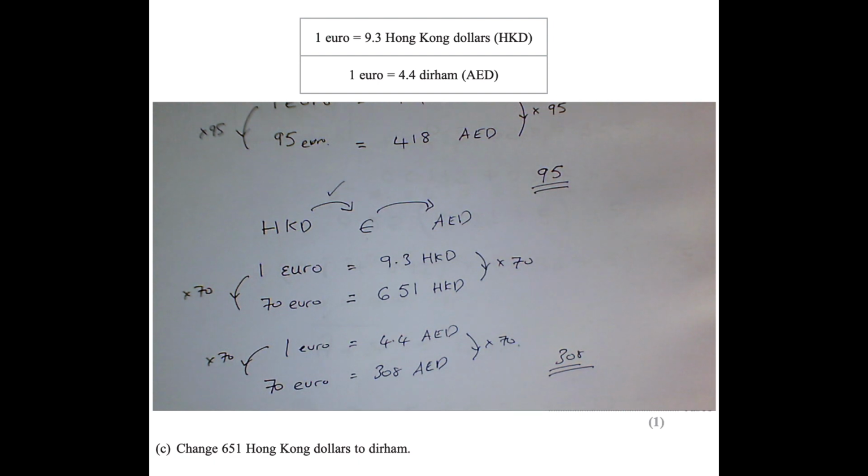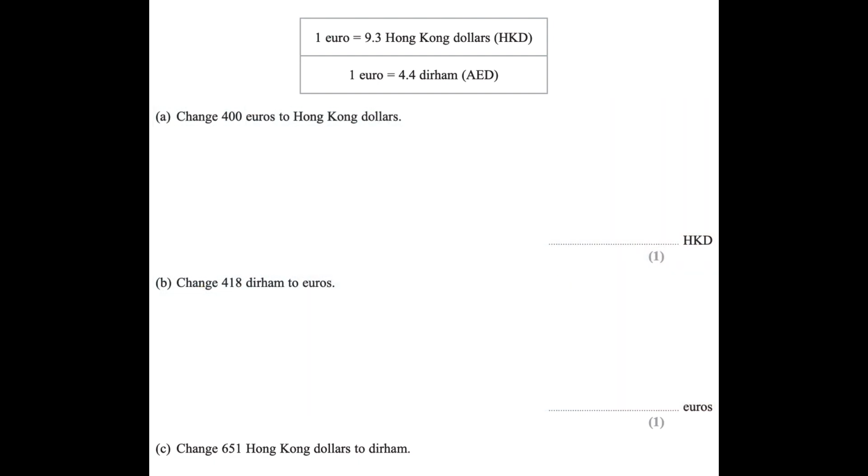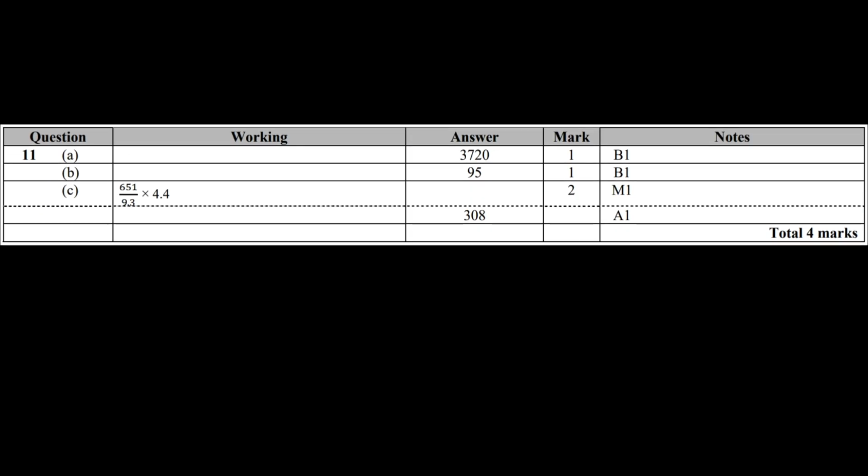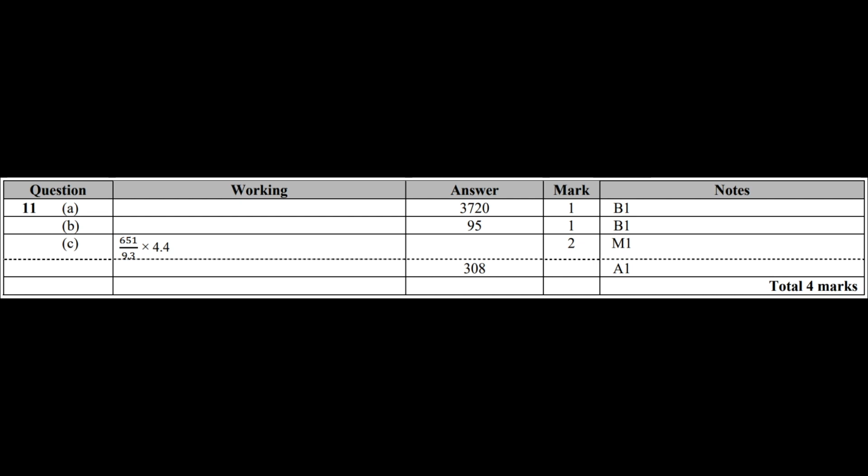There's my three answers. Okay, let's have a little look at the examiner's report. And he said, if you wanted part C, you had to write out a full method like I just showed you. So don't just do it all in your head or on your calculator. Make sure you write down your thought process. And let's see if we've got the right answers. So here comes the mark scheme. 3,720, yep, 95, 308 we did. Okay, well done if you did too.